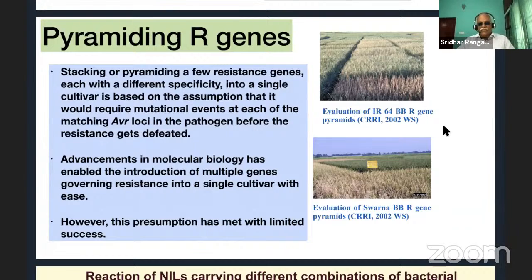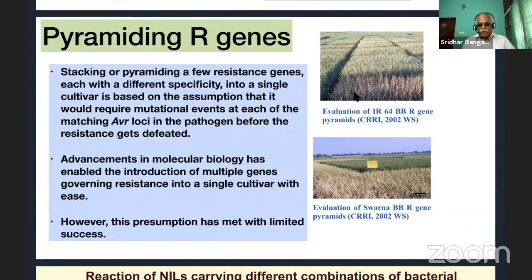And we produced several gene combinations or gene pyramids in the IR64 and Swarna, very popular rice varieties, with the resistant genes conferring resistance to bacterial blight pathogens, Xanthomonas oryzae pathovar oryzae.